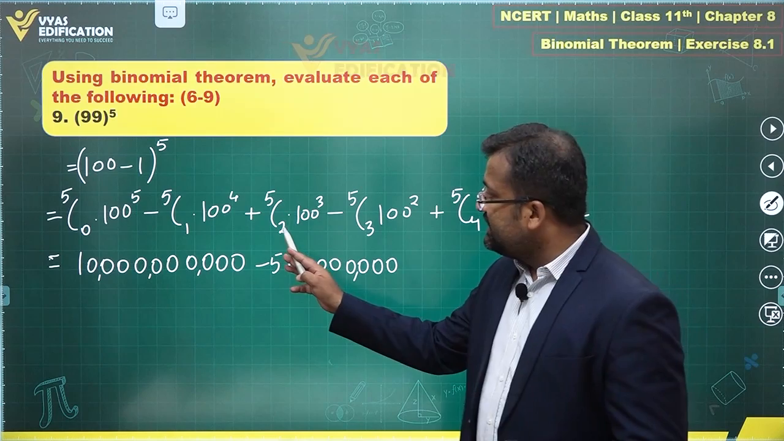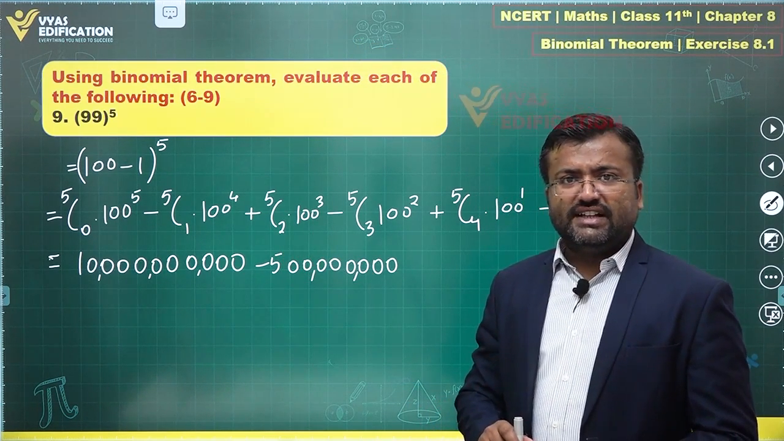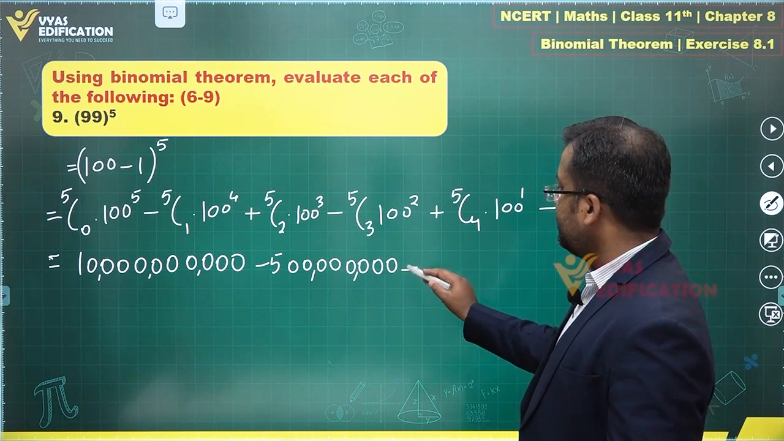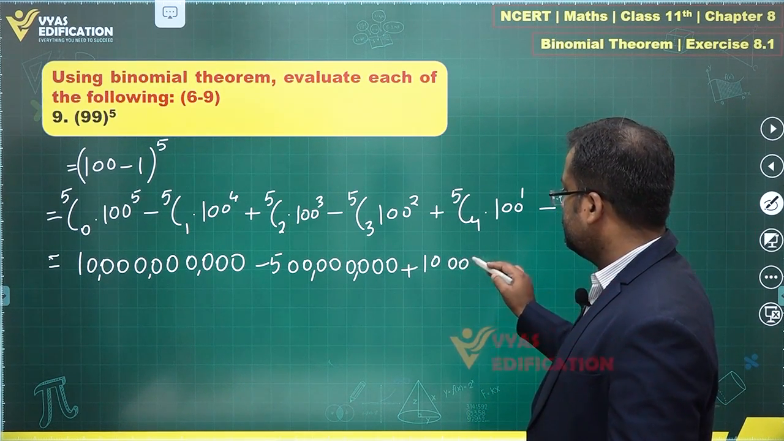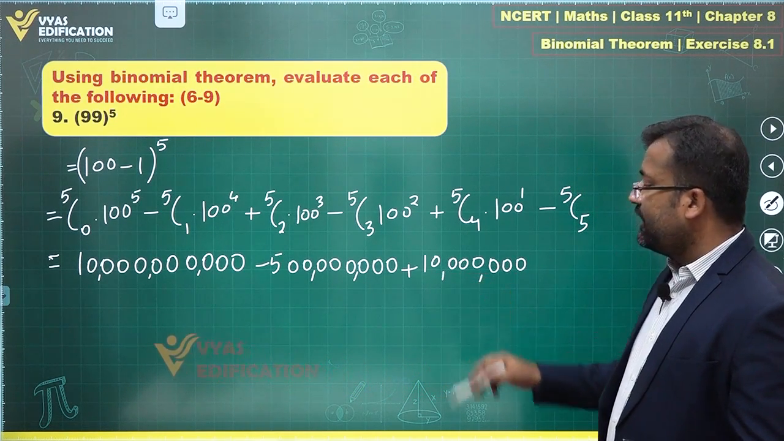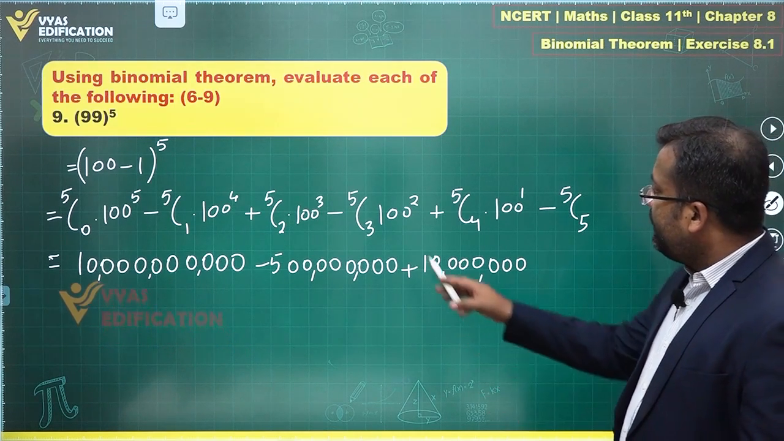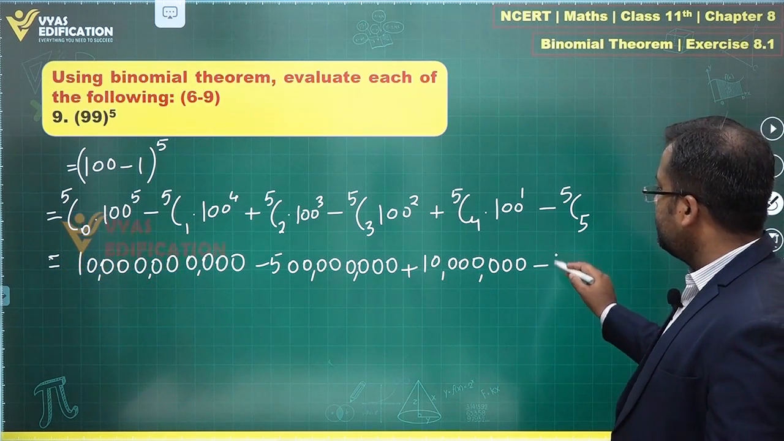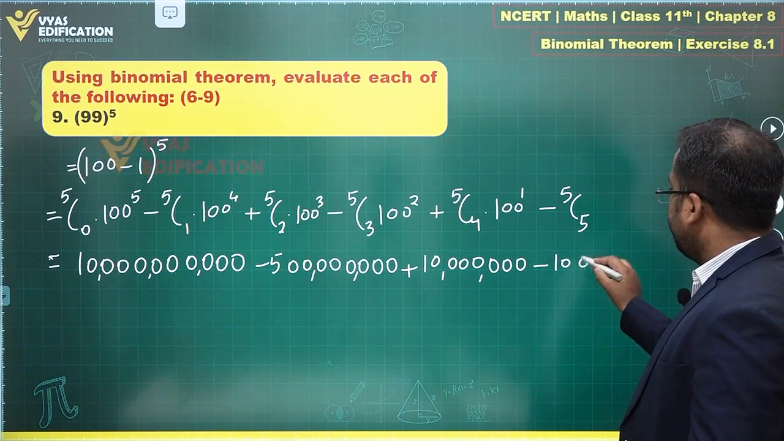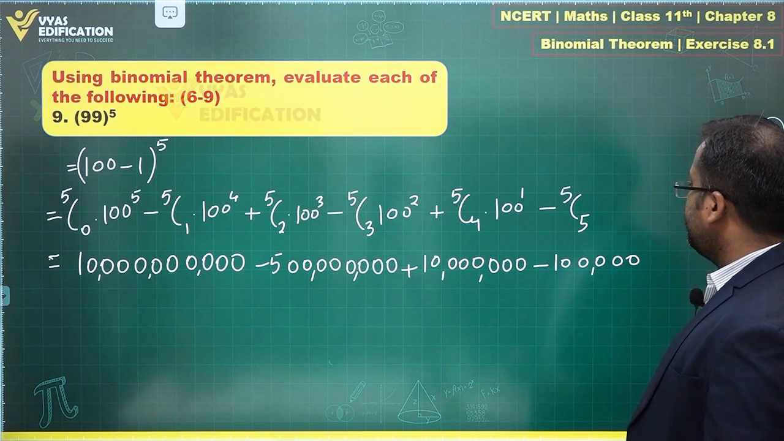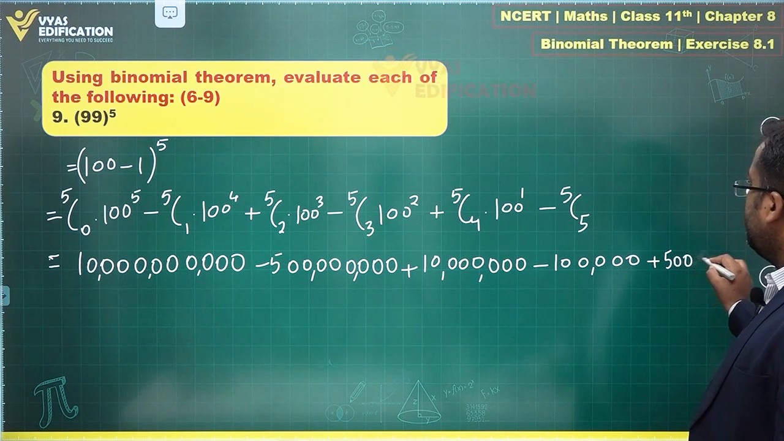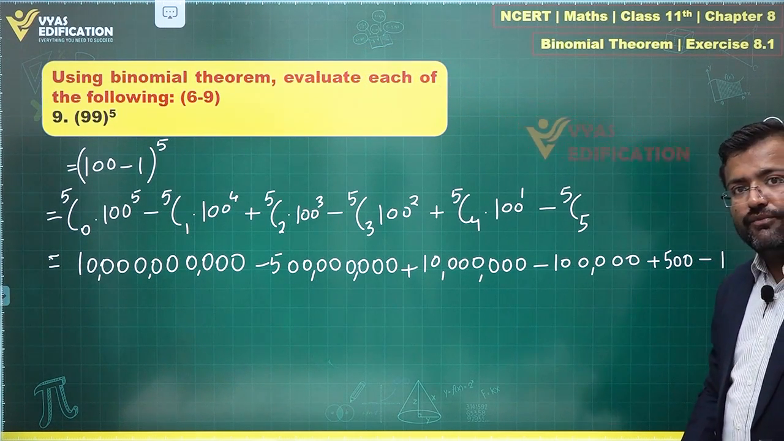5C2. 5C2 is 10. 10 into 100 power 3, which is 6 zeros. So 10 will be followed by 3 plus 3, 6 zeros, right? This is what you get. What next? You have 5C3 times 100 square, which is minus. 5C3 is again 10 followed by 100 square, which is 4 zeros. Let's separate by comma. 5C4 is 5 followed by 2 zeros, minus 5C5 is 1. This is what you have.